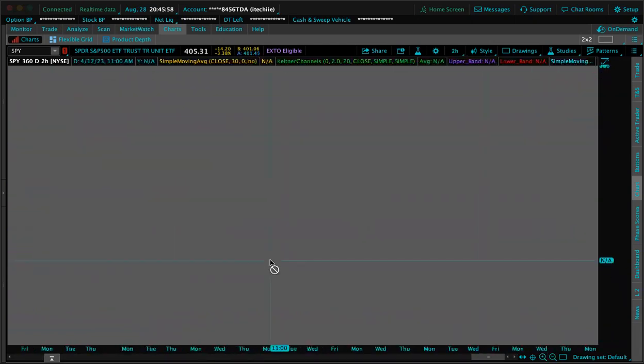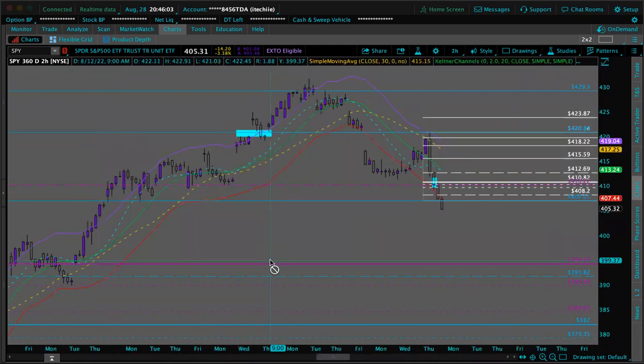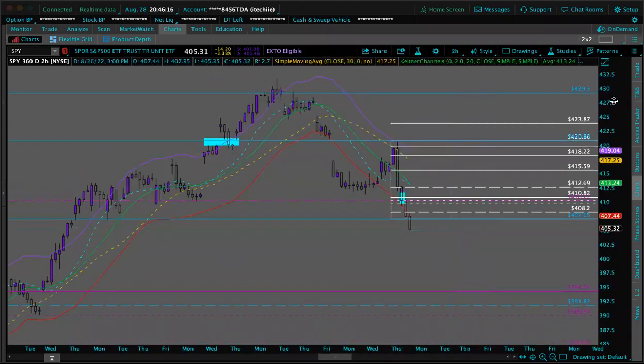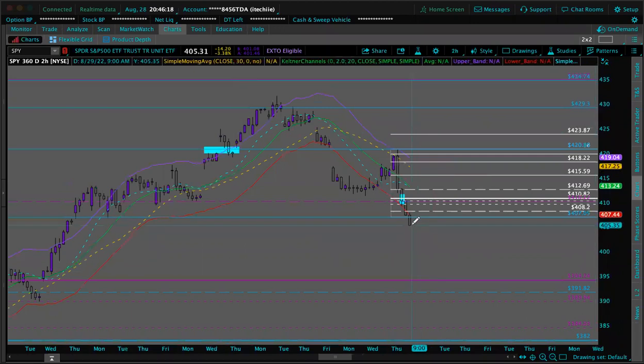It's not even about a trend line. It's not even about a trend. It's just the obvious. Here, we rode down the lower Keltner. We just rode down it all the way on a 2-hour. Now we're gapping down. Right now, price is showing 401.50. That's here.